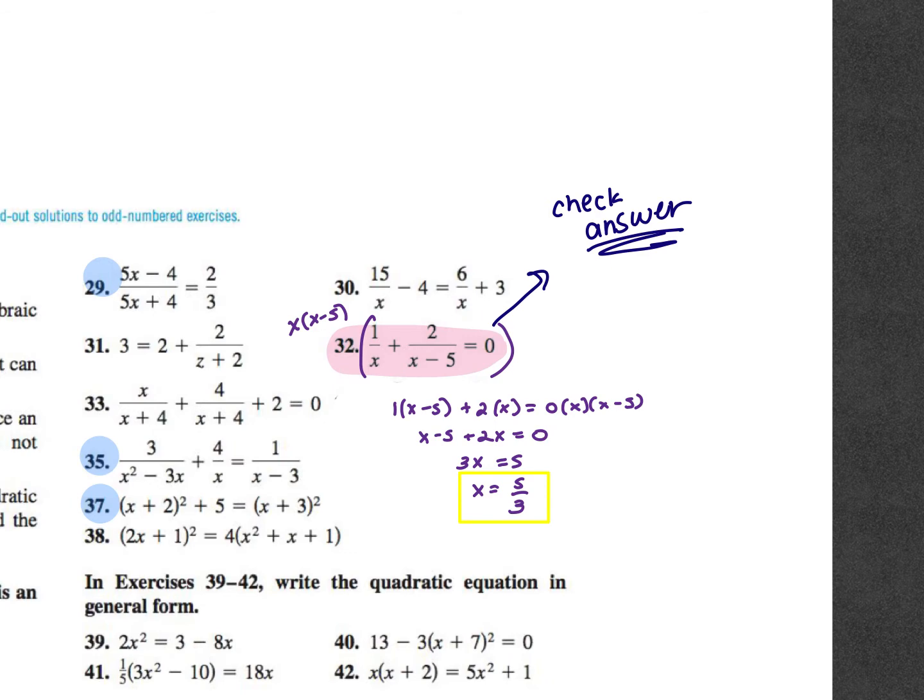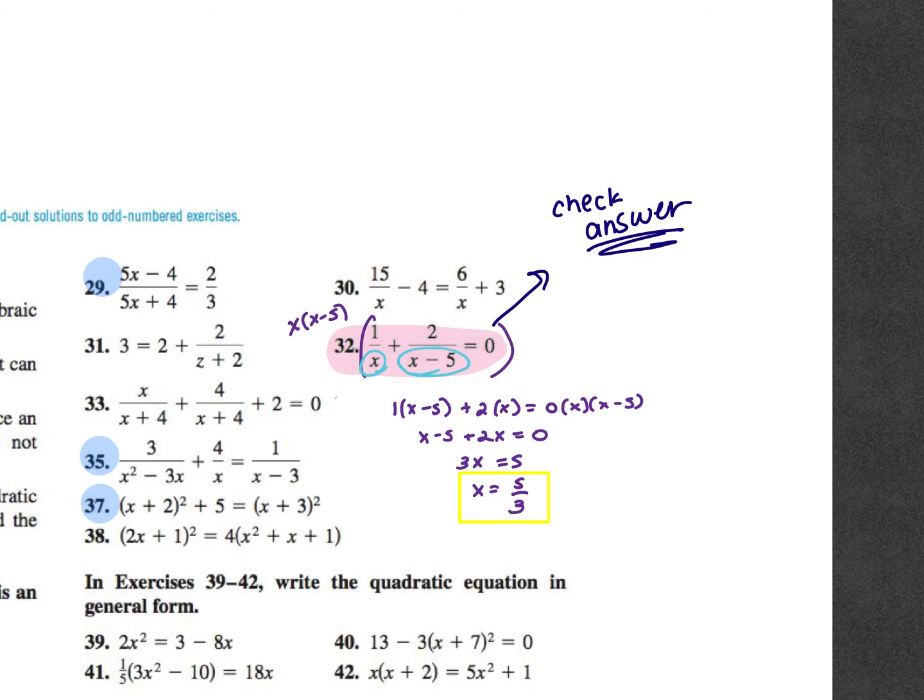So for this one, when you solve for 32, you get 5 halves as your x. That's an okay value to plug into both those denominators. If by chance I had gotten 0 as my x, you would rule it out. Or if I had gotten 5 as an x, I would rule it out because it would make my denominator 0 and then it's undefined. So definitely check those kinds of questions.